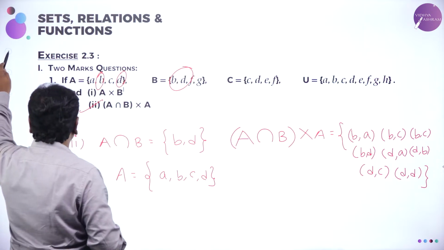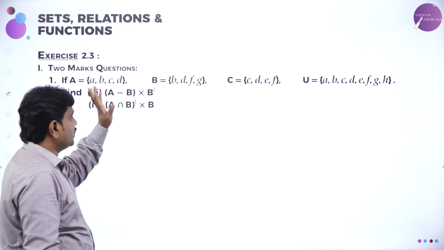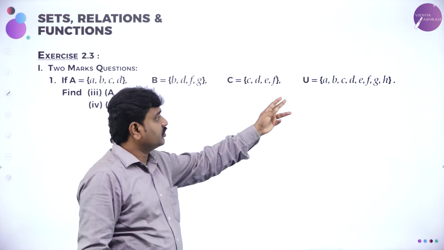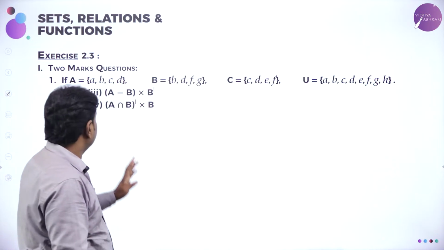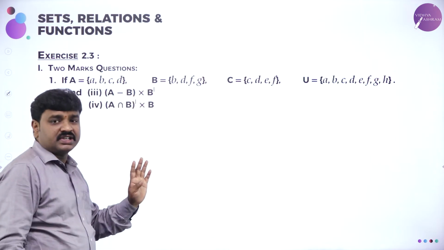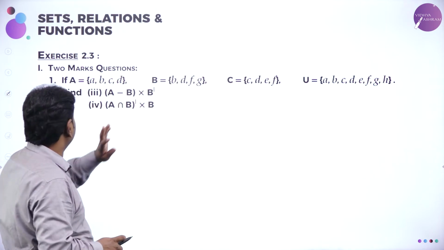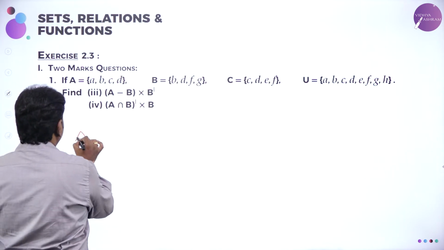Next we have set A is A, B, C, D, set B is B, D, F, G, set C they gave, and the universal set also they gave. They want A minus B cross B dash. It means first your task is to find A minus B, then you have to find B dash. So let us find A minus B.